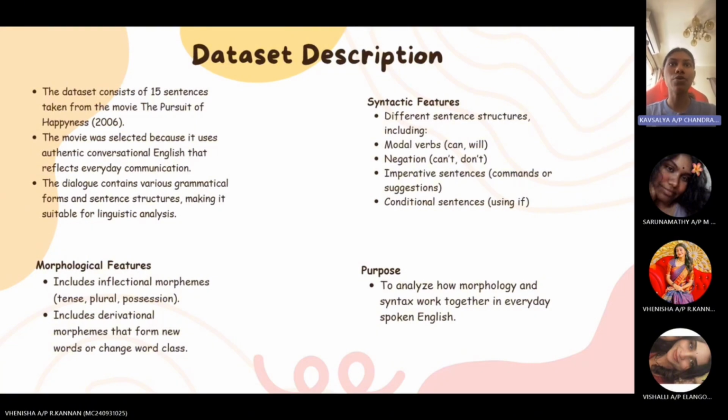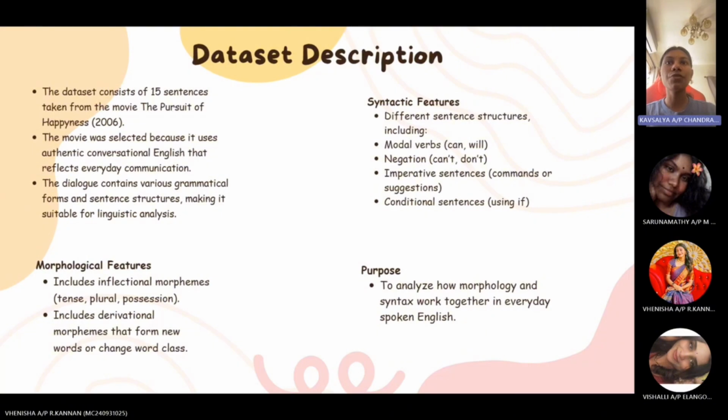The dataset demonstrates several morphological features, including inflectional changes, such as plural forms, and derivational forms that create new words. It also includes syntactic features, such as modal verbs, can or will, negative constructions like don't, can't, won't, imperative sentences that give commands or suggestions, and conditional sentences that express possibilities or conditions using words like if, what if, for example.